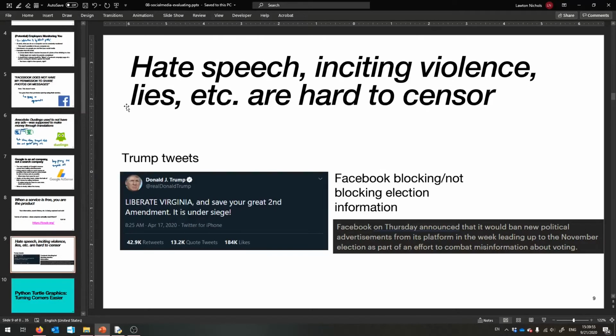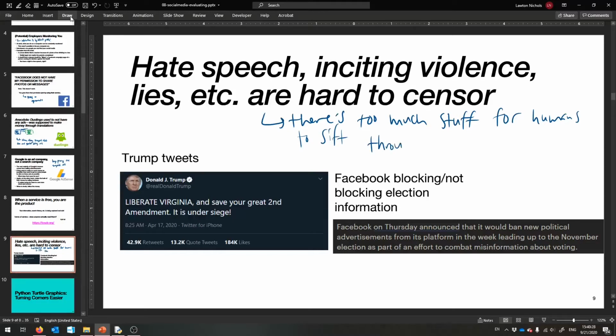And then finally, before we go to Python for just a second, let's talk about hate speech, inciting violence, lying. Censorship on the internet is really, really hard, okay? Because there's too much data. There's too much stuff for humans to sift through. Like Twitter, Facebook. People are going to post horrible things there. There are some machine learning programs that go through all of the tweets, all of the Facebook posts, and they try and flag things that are not appropriate. But some stuff is always going to get through because it's just a program. So I just want to leave you with that. The websites try as hard as they can to block this kind of stuff, usually.